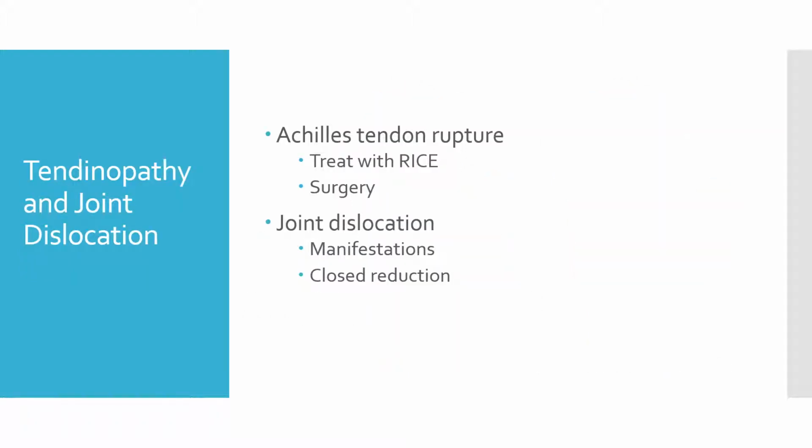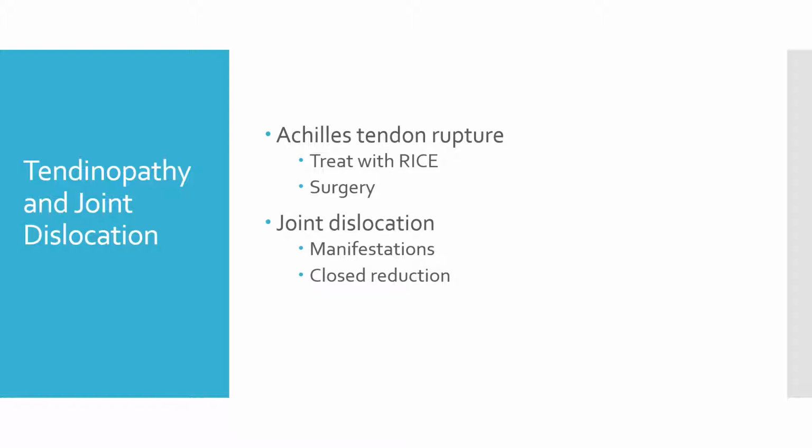Tendinopathy and joint dislocation. You have the Achilles tendon rupture, which you would treat with RICE, which is rest, ice, compression, and elevation. It can be surgically repaired or transplanted. It's very, very painful. With joint dislocation, the manifestations are pain, decreased mobility, alteration in contour of the joint, deviation in the length of the extremity, and rotation of the extremity.